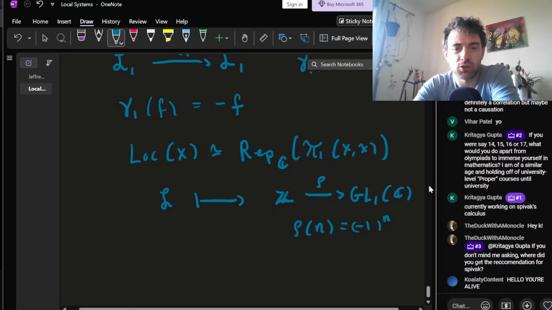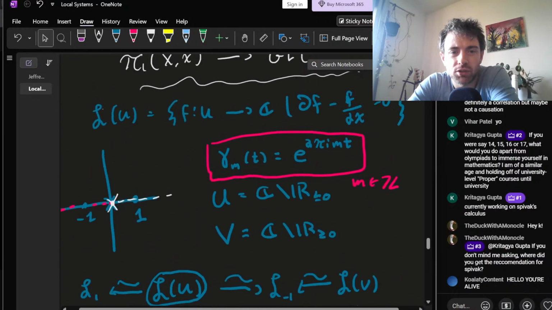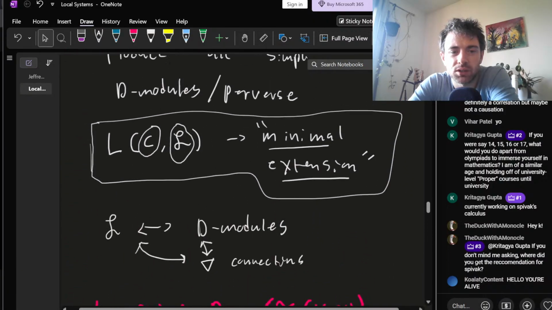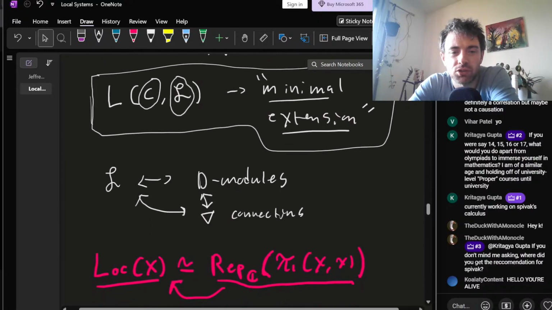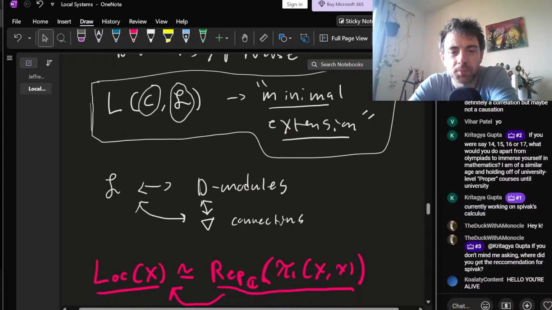So I think that'll do it for today. But yeah, so now we've seen the connection between local systems and representations of the fundamental group.